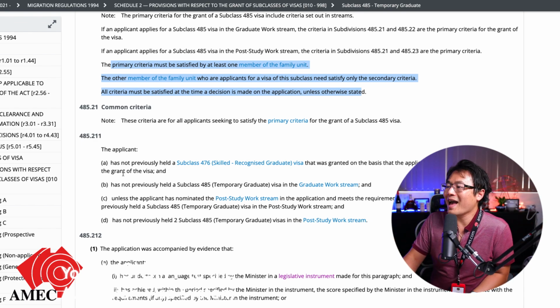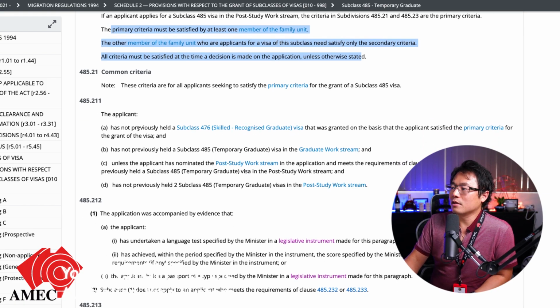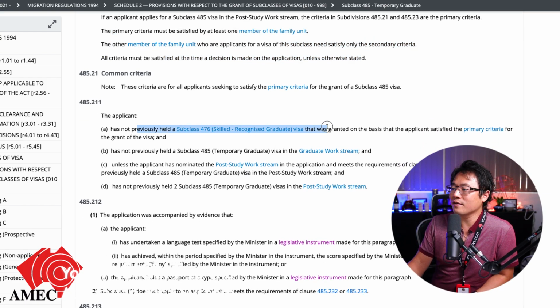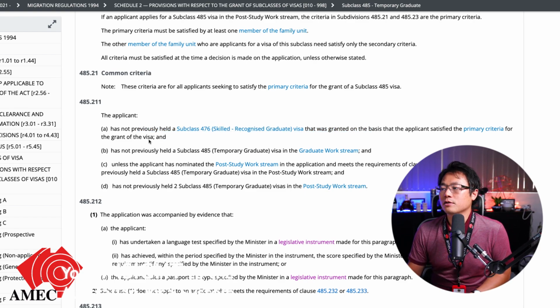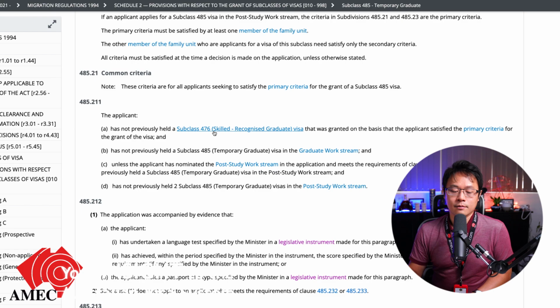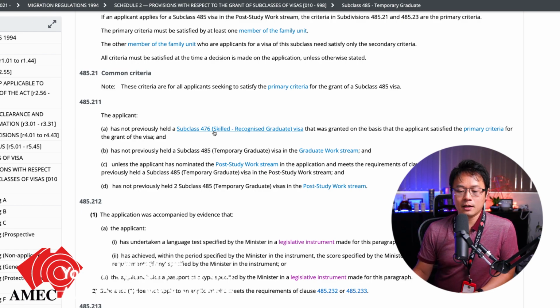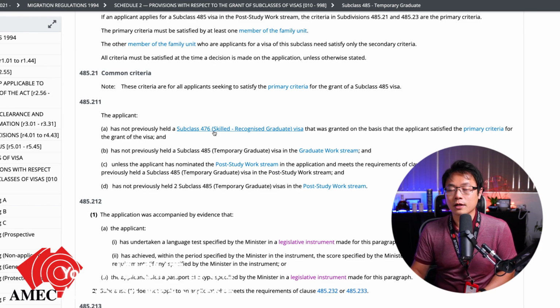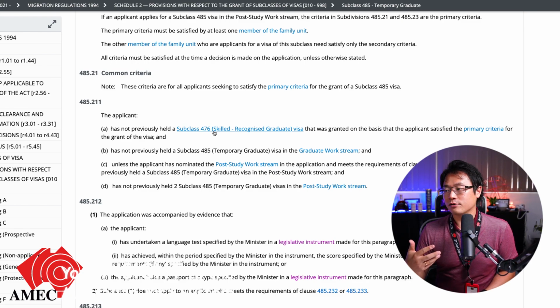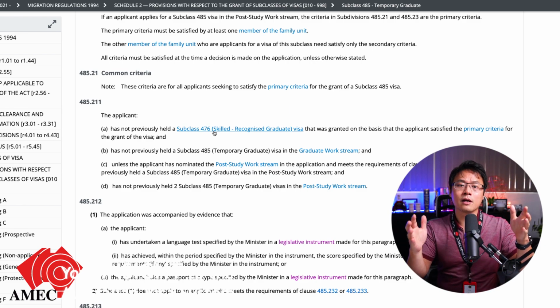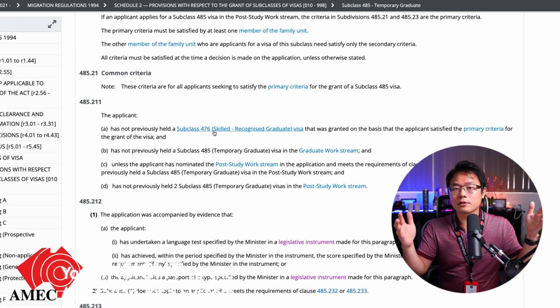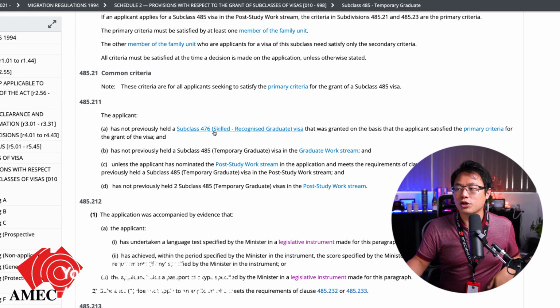So if you have obtained a 476 before, you cannot lodge a 485 visa. This applies to engineering graduates who graduated overseas, not in Australia, but with the diplomatic right, they can actually apply for a 476 visa. I've actually done a video on that one. If you want to check what 476 is all about, just search my channel, you'll find it.